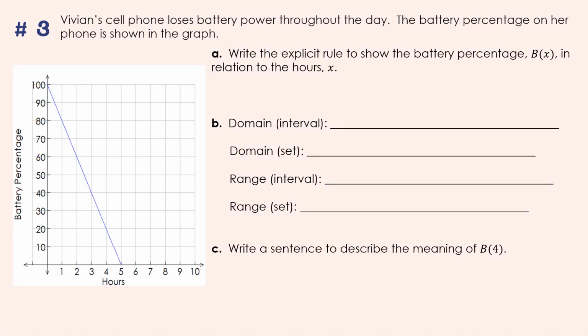All right, on number 3, we have Vivian's cell phone loses battery power throughout the day. The battery percentage on her phone is shown in the graph. All right, so we're looking at the graph. We can see that at 0 hours, it was 100% charge, and after 5 hours, it's completely dead. So we're going to write the explicit rule to show the battery percentage B of X in relation to hours. So let's call it B of X.